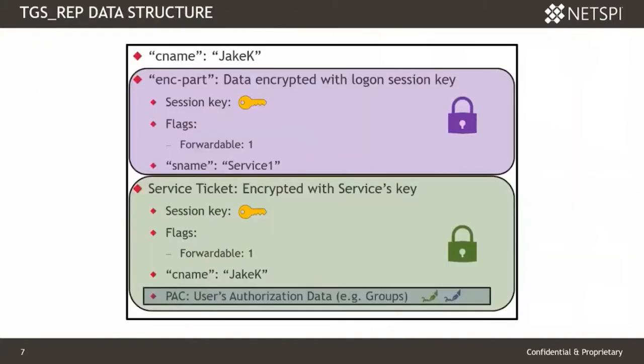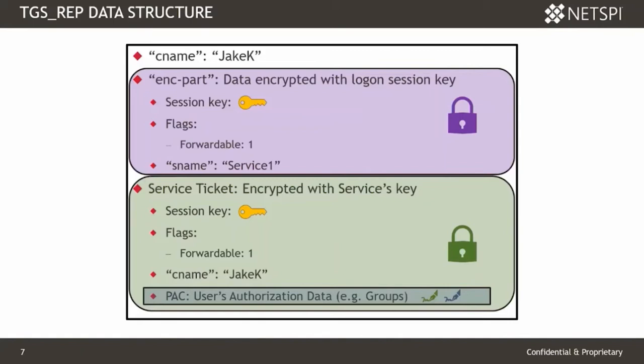Well, hey, this looks pretty familiar. This looks a lot like the last one. We have three parts here too. Again, first part is just the username. The second part is the ink data, and notice that it's purple this time. This section of the TGS rep is encrypted with the logon session key. Well, the user has this key from before, so they can decrypt this section and read its contents.